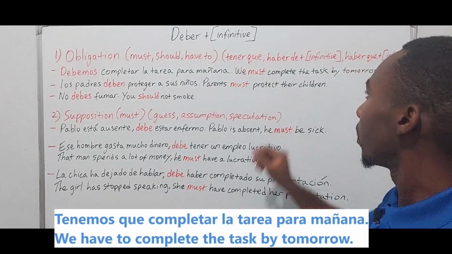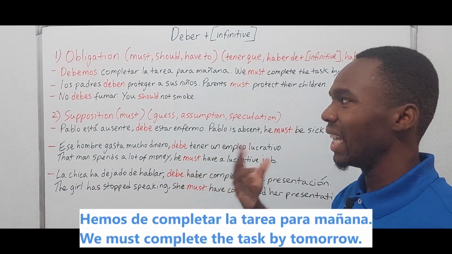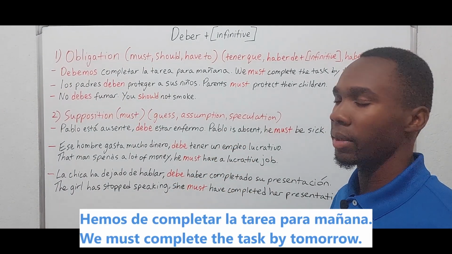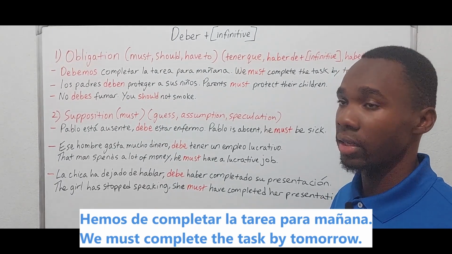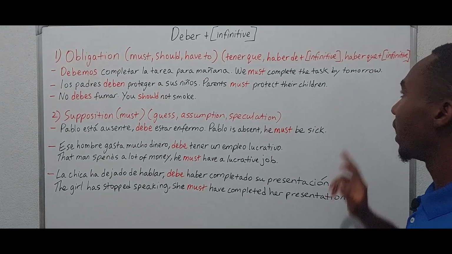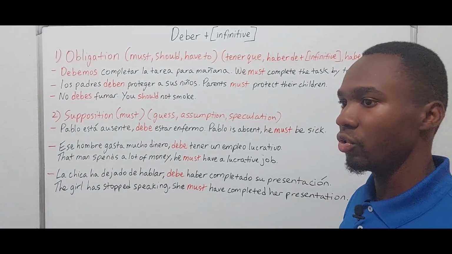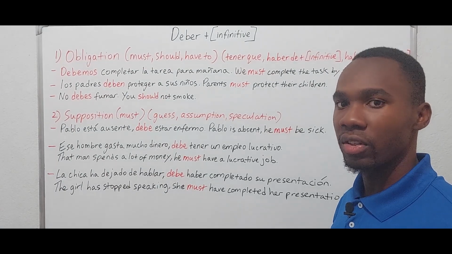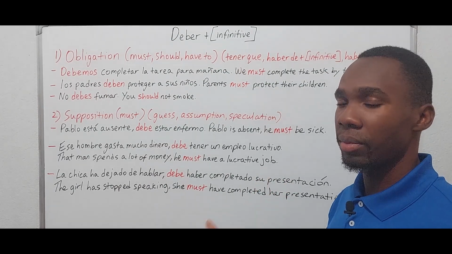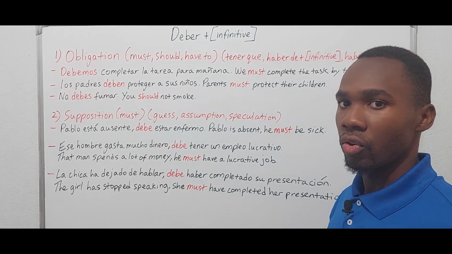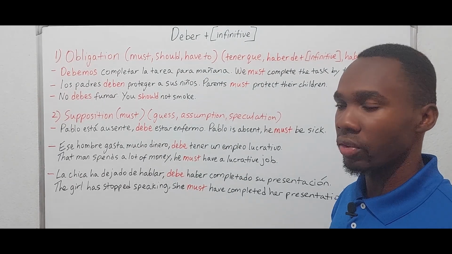Same thing. Haber de. Hemos de completar la tarea para mañana. We must complete the task by tomorrow. Same meaning. Haber que, but the difference with haber que is that it is usually going to be impersonal. The construction is going to be impersonal most of the time. So you don't conjugate that according to a subject. You just use the third person, okay?